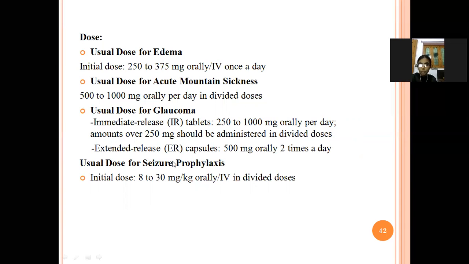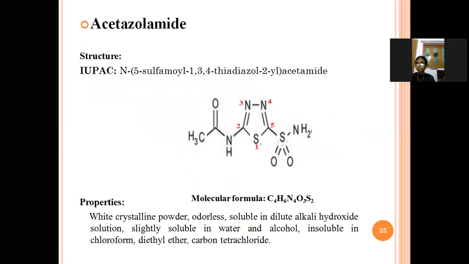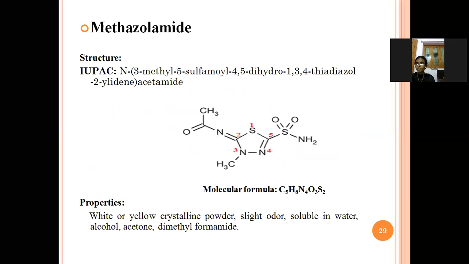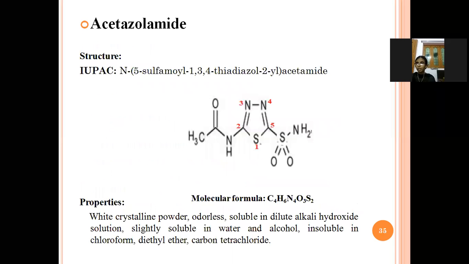Next, the usual dose for seizures. We should take 8 to 30 mg based upon the body weight, by the oral route or the intravenous route of administration. Next, thiazides. So till now we have discussed the drugs which come under the carbonic anhydrase inhibitors. So what are the drugs? First drug is methazolamide. Next, dichlorphenamide, and next acetazolamide. So these are the 3 drugs which come under the carbonic anhydrase inhibitors.